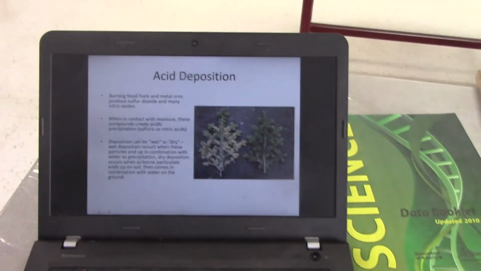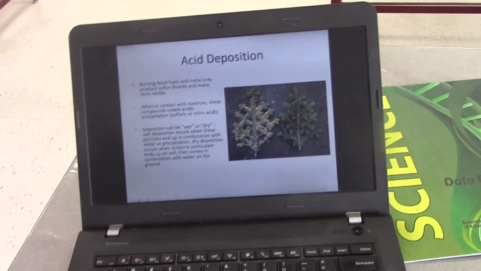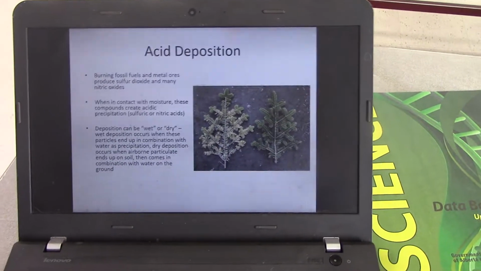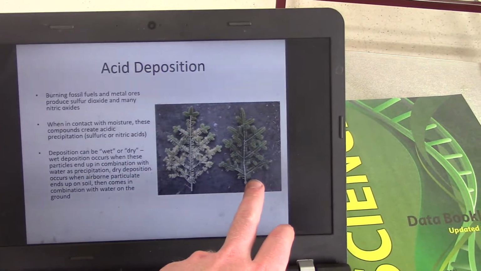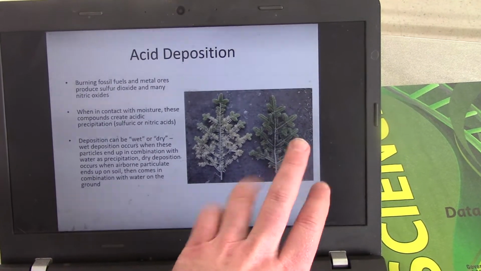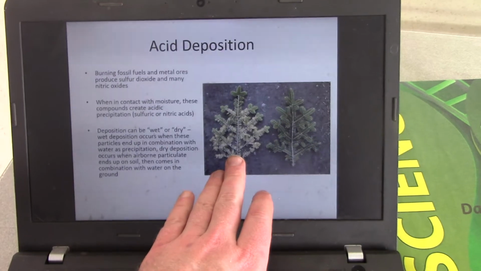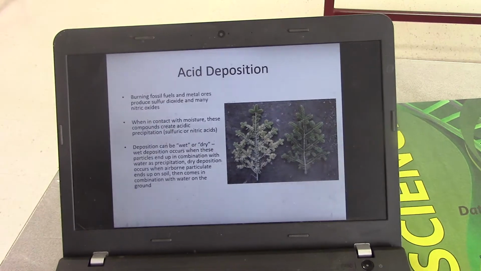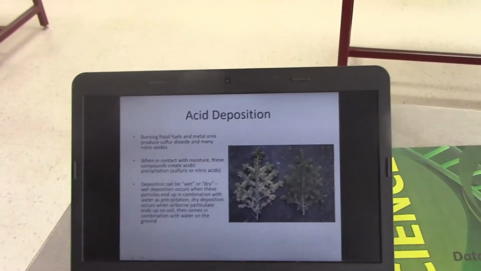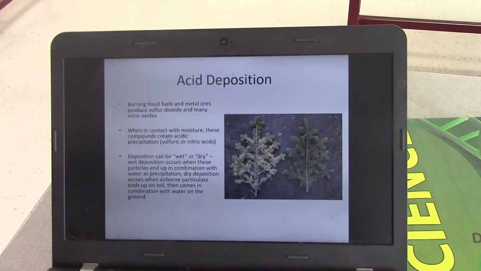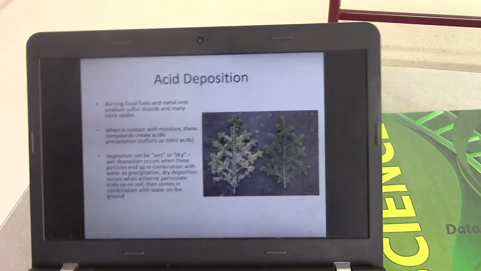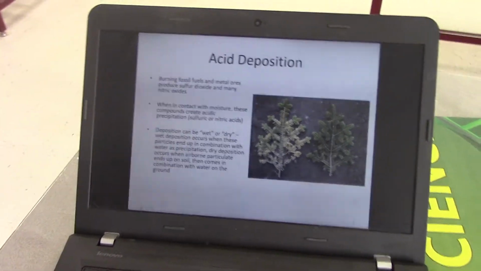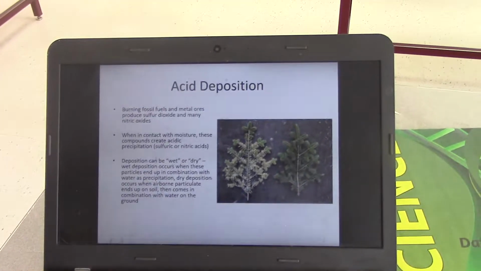When we burn fossil fuels and metal ores, they produce sulfur dioxide and many nitric oxides. You can see from this image that the coniferous leaves on the right are normal, and this coniferous tree is the one that has been exposed to acid precipitation. Sulfur oxides and nitrogen oxides dissolve in water, and the NOs and SOs create hydronium ions, and that makes acid precipitation. So we can make sulfuric and nitric acid.